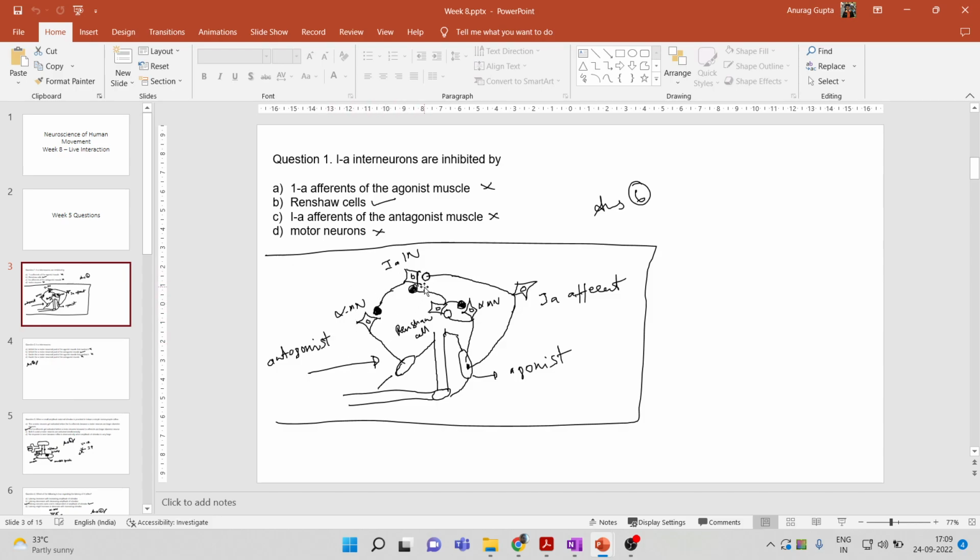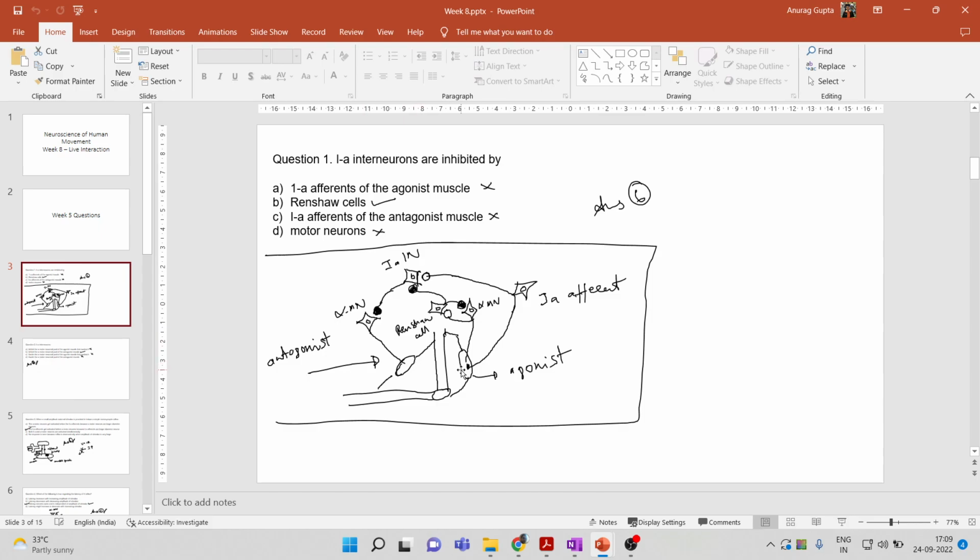of the antagonist. So that property of the 1A interneuron decreases. Because the 1A interneuron itself is being inhibited, its inhibitory effects on the antagonist motor neuronal pool decrease. So since the antagonist muscle is now receiving less inhibitory inputs, the probability that it will contract increases. So this is called disinhibition.